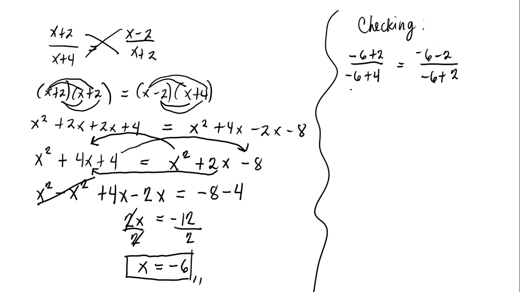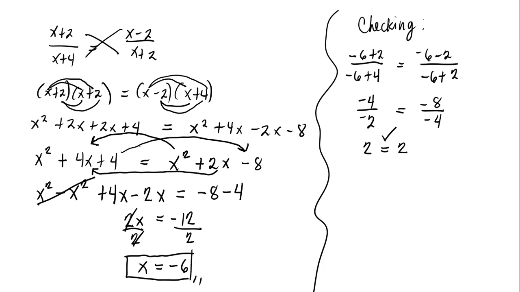And then solve. Negative 6 plus 2, that is negative 4. Negative 6 plus 4, that is negative 2. Negative 6 minus 2, that is negative 8. Negative 6 plus 2, that is negative 4. Okay, next. Negative 4 divided by negative 2, that is positive 2. Negative 8 divided by negative 4, that is positive 2.